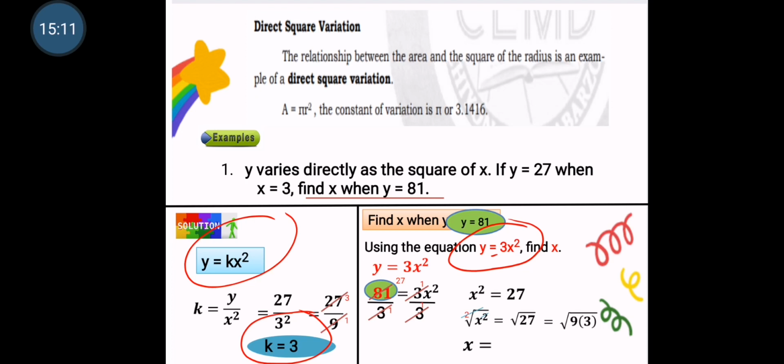So, extract natin yung perfect square. Square root of 9 is 3. Ilalabas po natin, at yung 3, may iwan sa loob. So, therefore, the value of x is 3 square root of 3. Yun po yung value ni x.